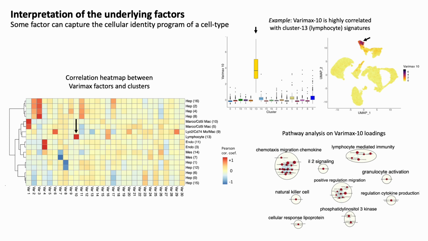To interpret the resulting Varimax factors, we first identify the rotated principal components that explain cell type signals using correlation analysis. An example of a factor and a cellular identity match has been demonstrated on the right. Once a cluster and a factor have been matched, we evaluate the biological function of that cluster by performing pathway analysis on the loadings of the corresponding factor.